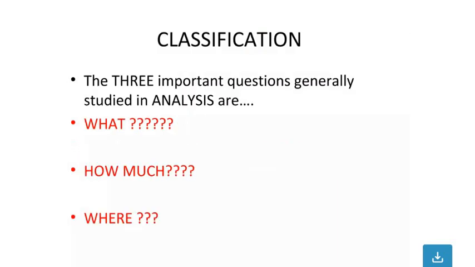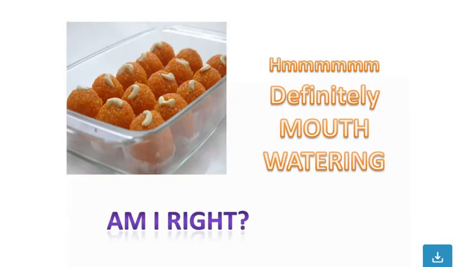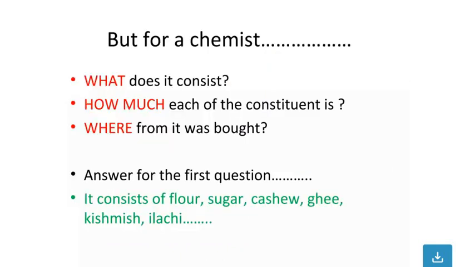Now classification. What is classification? The three important questions generally studied in analysis are what, how much and where. So look at here. Definitely mouth watering. This is wow. If you are diabetic, then much more. Am I right? But for a chemist, what does it consist of? How much of each of the constituents is there? Where was it bought from?